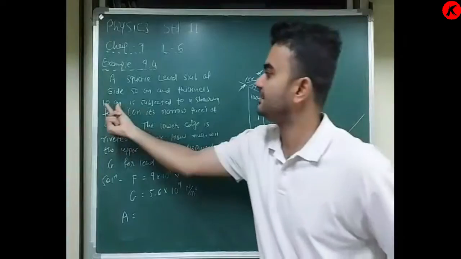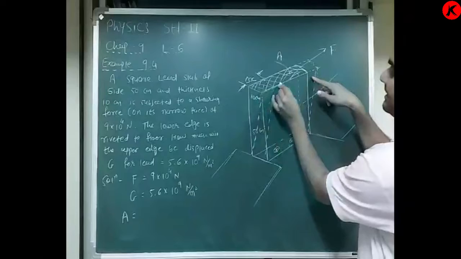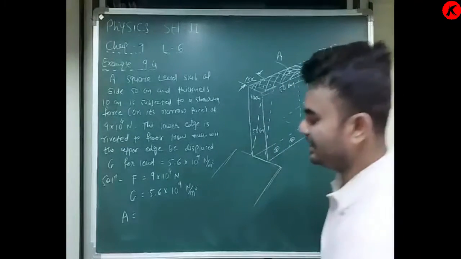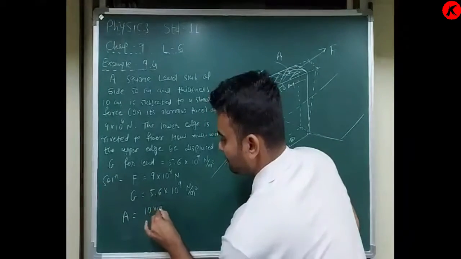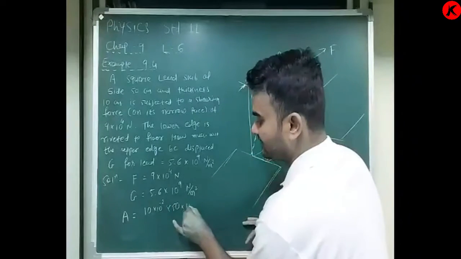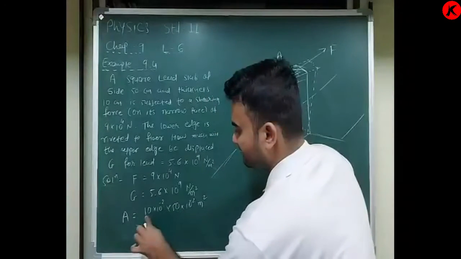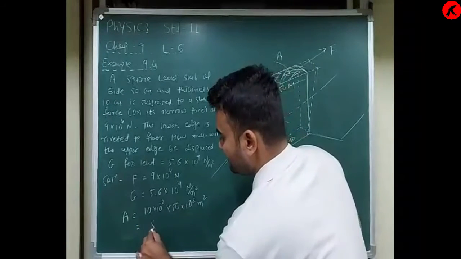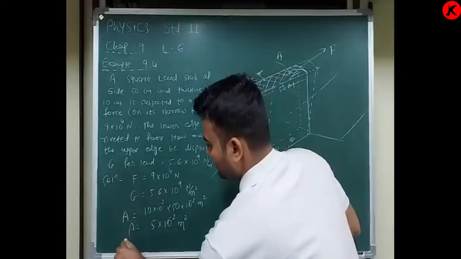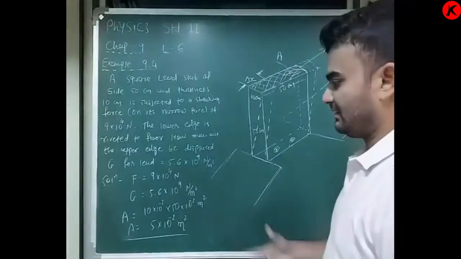See, what is the thickness? Thickness is 10 centimeter, right? So thickness is 10 centimeter and this side is 15 centimeter. Area will be 10 into 10 raised to minus 2 meter multiplied by 15 into 10 raised to minus 2 meter, in meter square. So it will be 5 into 10 raised to minus 2 meter square. So we got the area.